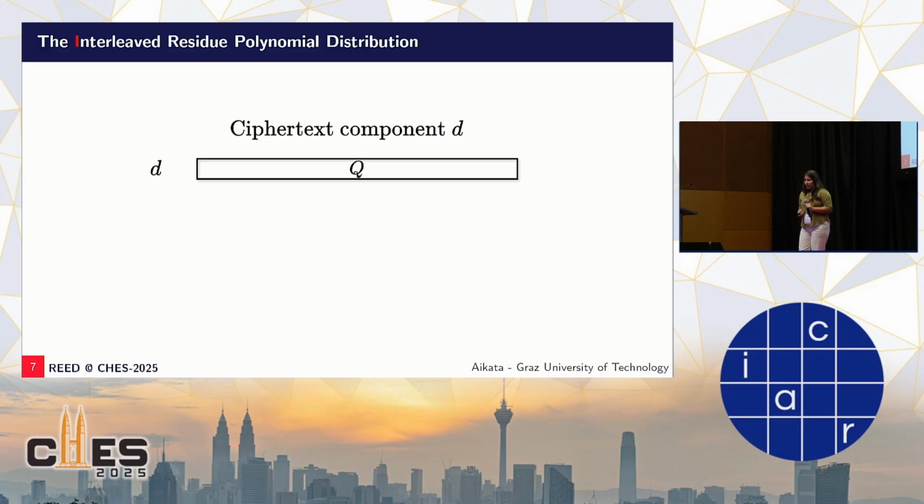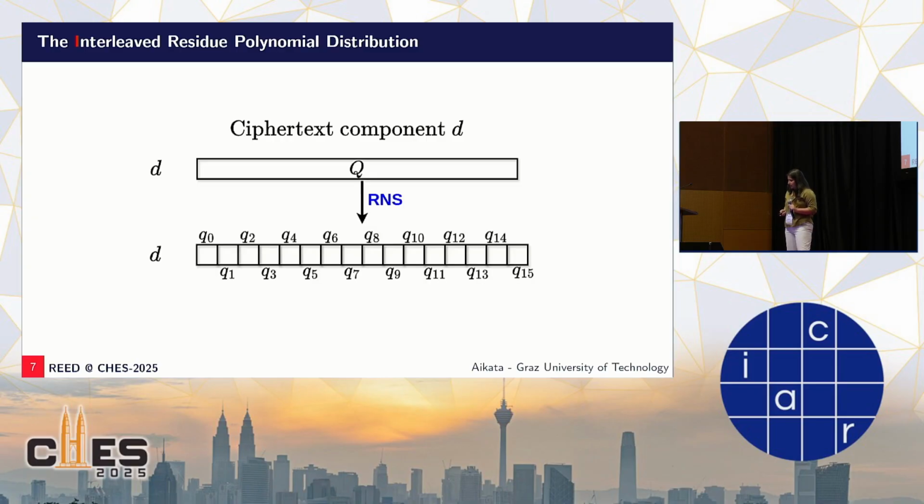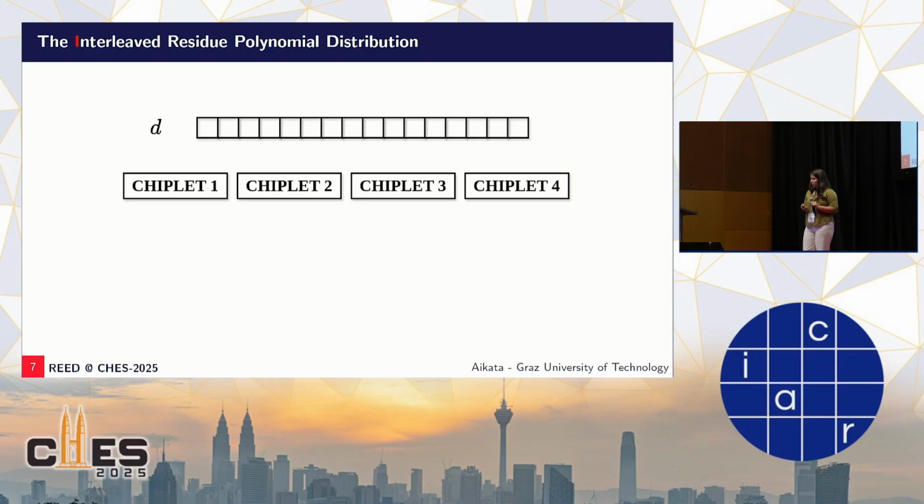So let's say you have a ciphertext component modulo a large Q, 1600 to 1800 bits. Then thanks to CRT and RNS, we can break this down into smaller residue polynomials, modulo Q0, Q1, up to Q15. Next, if you want to distribute these residue polynomials across, let's say, 4 chiplets, then the best way to visualize this is to take 4 different colors and color them alternately with these colors.